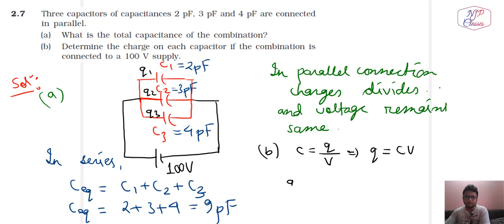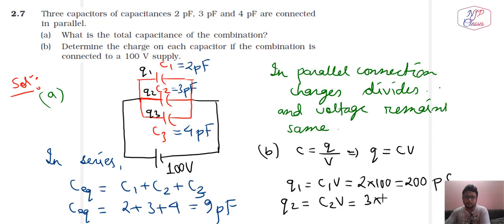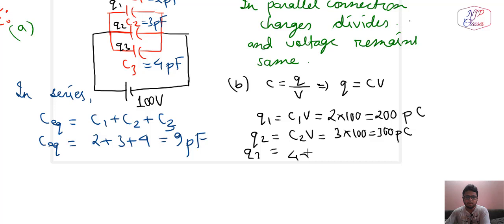So Q1 equals C1 V. I haven't written V1 because V is the same across all three. So 2 into 100, that is 200: 2 picofarad into 100 volts, which is 200 pico coulomb. Q2 how much? C2 V, 3 into 100, that is 300 pico coulomb. And Q3 how much? Q3 is 4 into 100, C3 V, 4 into 100, which is equal to 400 pico coulomb.